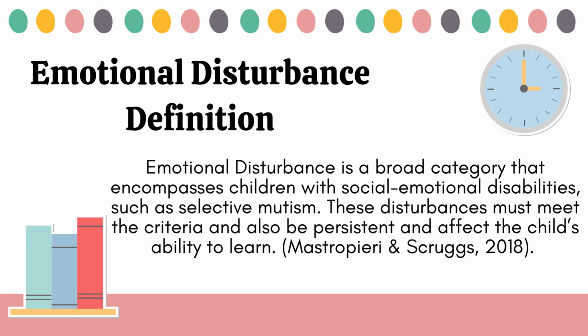So, first of all, emotional disturbance, the definition of it is that it is a broad category that encompasses children with social and emotional disabilities. So that's selective mutism, that can be bipolar disorder, it can be many different sorts, schizophrenia. So these disturbances, though, they must meet not only this criteria, but they must be persistent and affect the child's ability to learn. So it's not enough that they have a disability, it must affect their ability to learn.